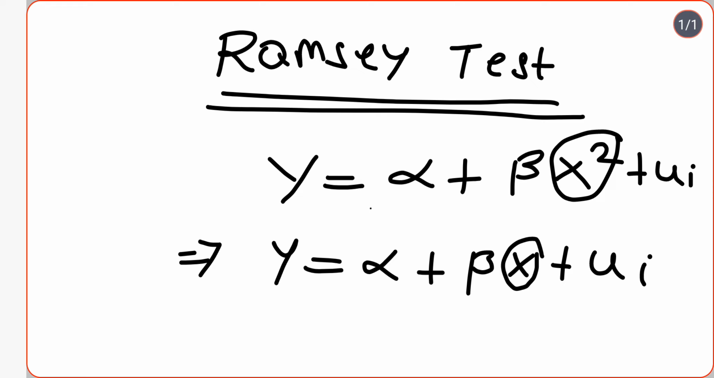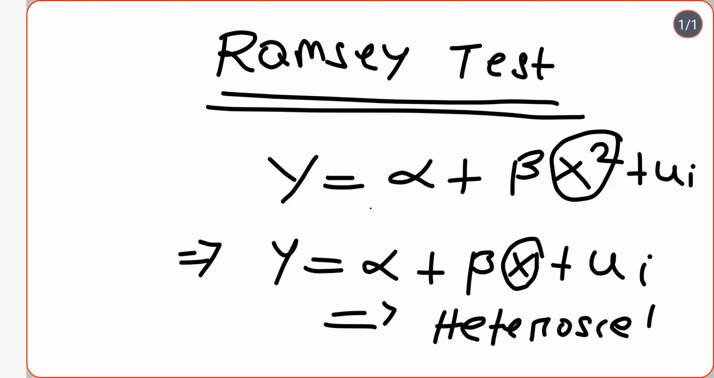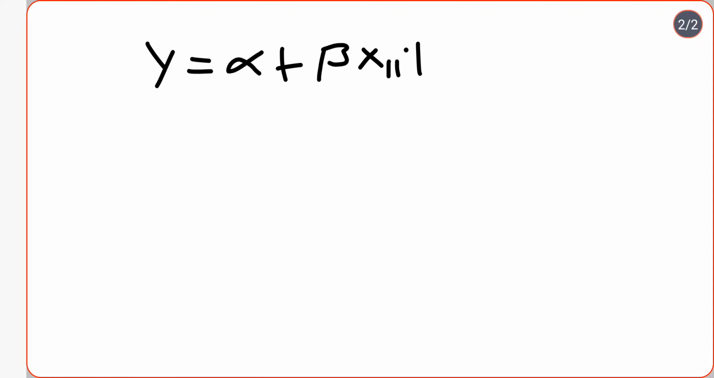So that is basically a misspecification, and when there is a functional misspecification of a regression equation just like this, it may lead to heteroscedasticity. Okay, so when there is a functional misspecification of a model, then it may lead to heteroscedasticity. And similarly, suppose there are two explanatory variables, y equals alpha plus beta x1i plus gamma x2i.